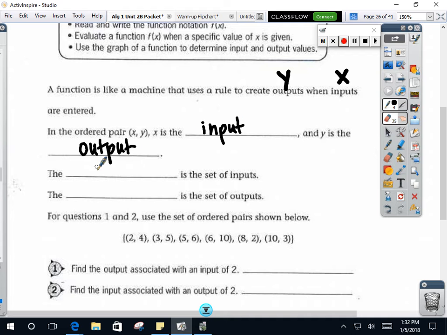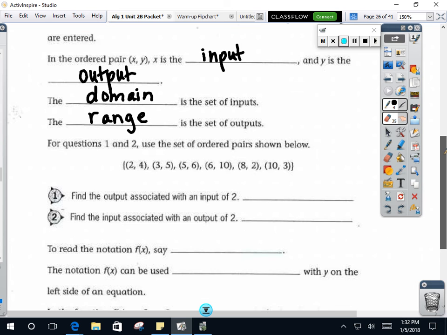The domain is the set of inputs, and the range is the set of outputs. Okay, and that's nothing new. You learned all that yesterday.